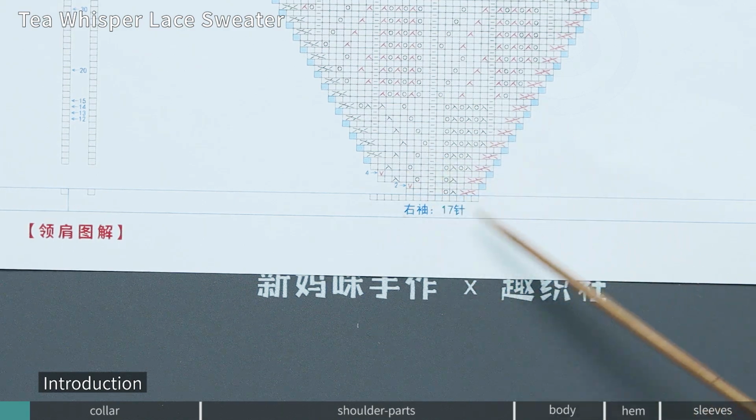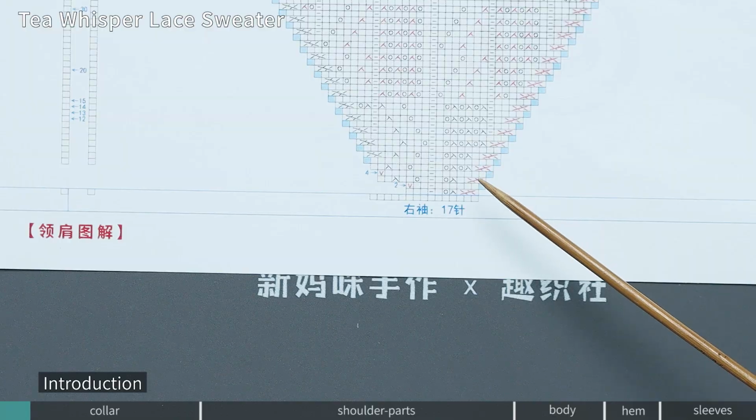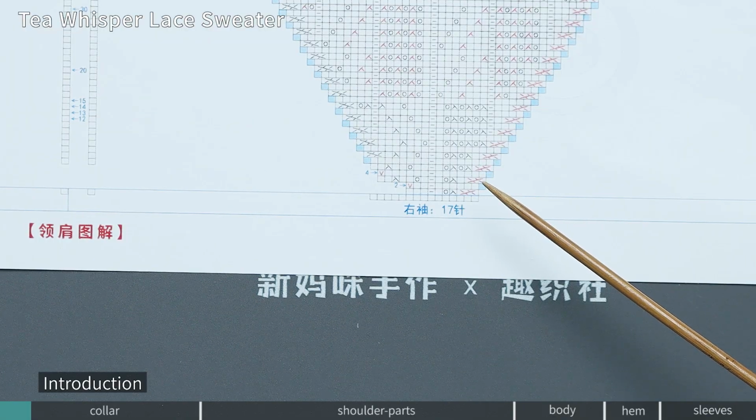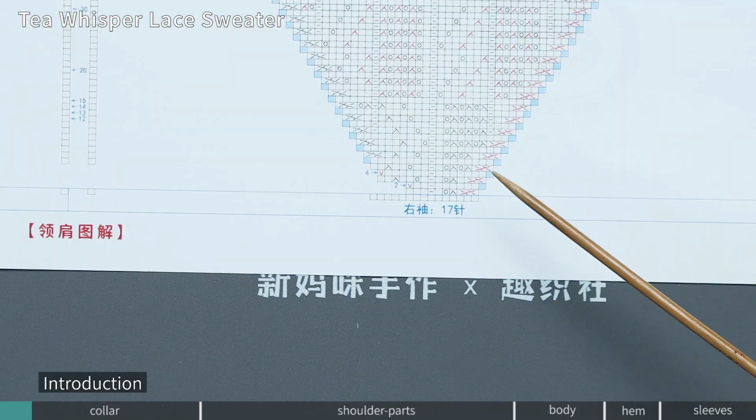There are quite a few stitch patterns used in this project. The chart will have corresponding labels for them. I won't go through each one with examples. Now, watch me demonstrate the specific knitting method.